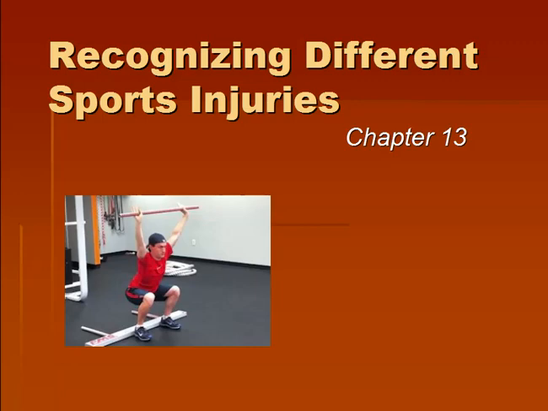Okay, this is chapter 13, recognizing different sports injuries. I like that picture because it's an overhead squat, part of the functional movement screen, FMS. And to do that correctly, you've got to have a lot of strength and flexibility. It's a really good test, a good indicator.